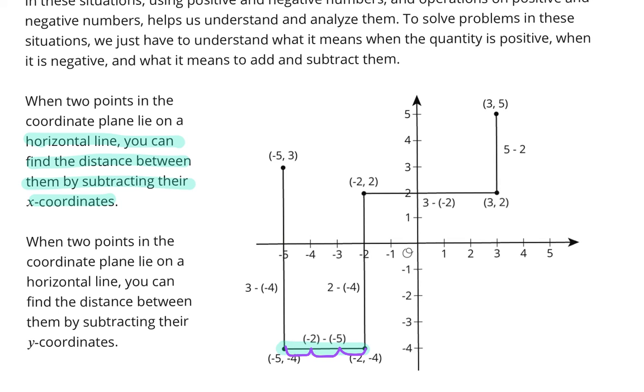When the 2 points on the coordinate plane lie in a horizontal line, you can find the distance between... Ooh, they made a mistake here. This should say a vertical line. You can find the distance between them by subtracting their y coordinates. How far from -5, 3 to -5, -4? Well, let's see. In the y direction, 1, 2, 3. 1, 2, 3, 4. There's 7 units that way.